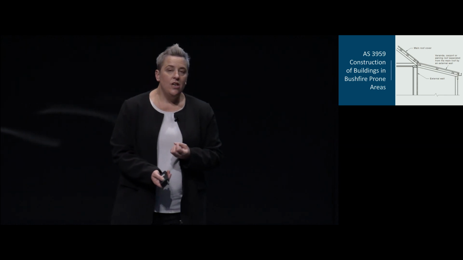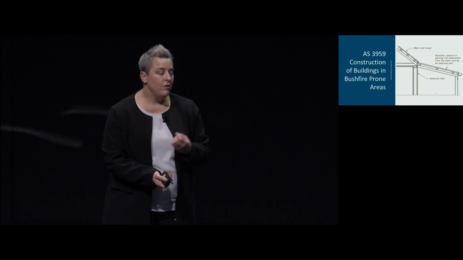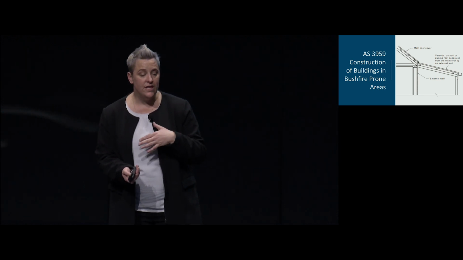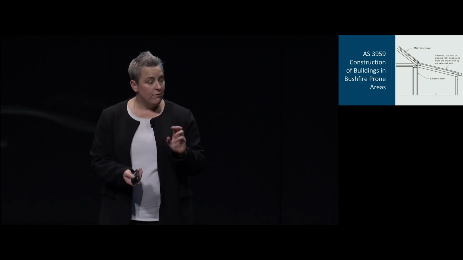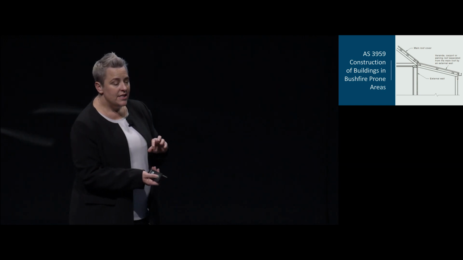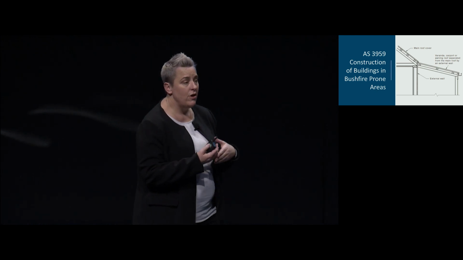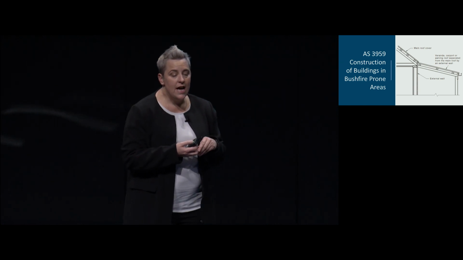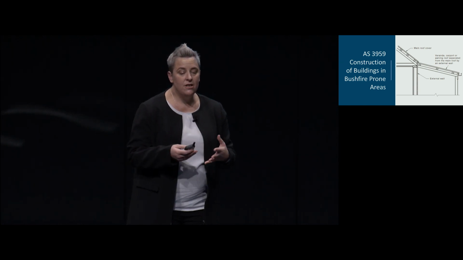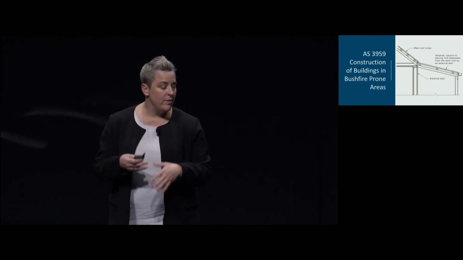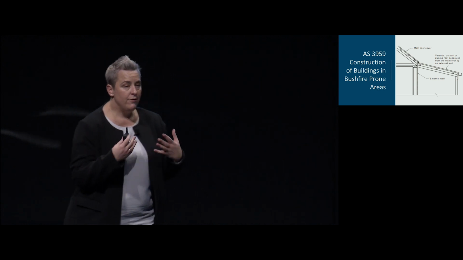So AS 3959 relates to the construction of buildings in bushfire-prone areas. The 2018 version of 3959 has now been referenced. The site assessments have been amended, resulting in some changes to the exclusion of low-threat vegetation. In the 2009 edition, it provided examples of low-threat vegetation, and the 2018 version states that it relates to flammability, moisture content and fuel load.